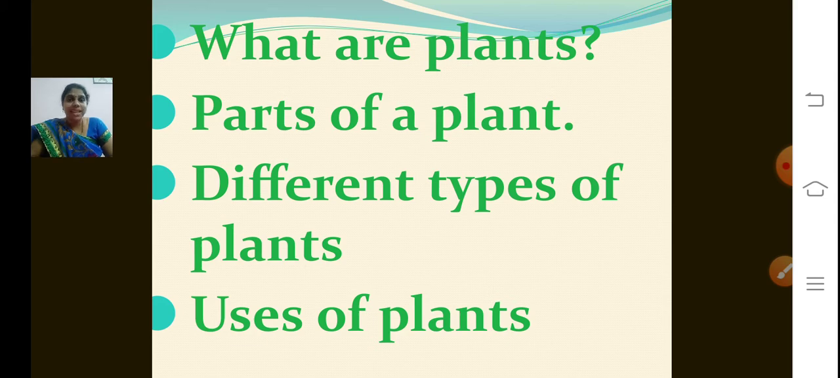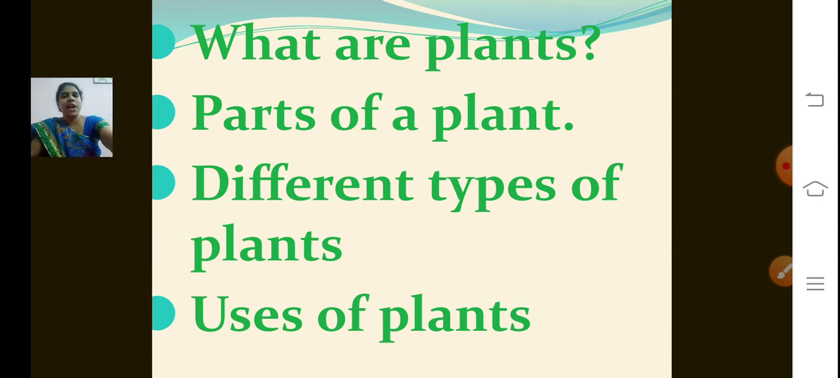What is the topic? Plants around us. This is a plant, right? Nearby our surroundings, we can see so many plants, right? So, what are plants? Parts of a plant. Today we are going to discuss parts of a plant. Different types of plants, we'll see that also. And uses of plants. Shall we get into the topic now?